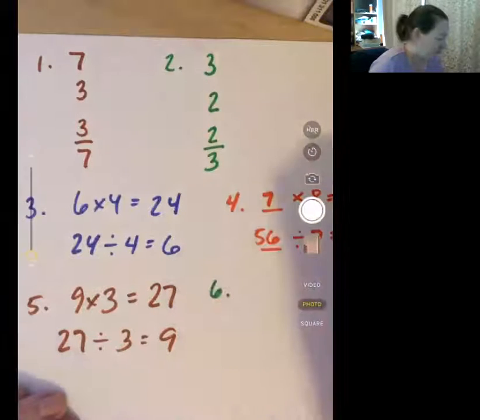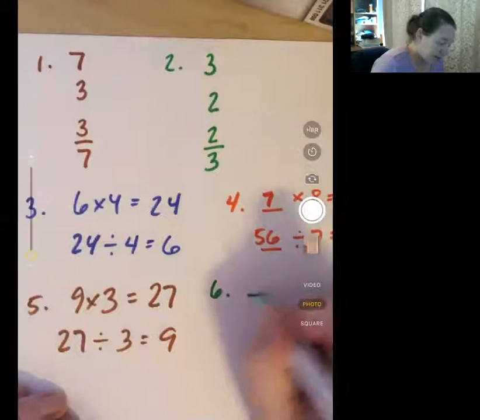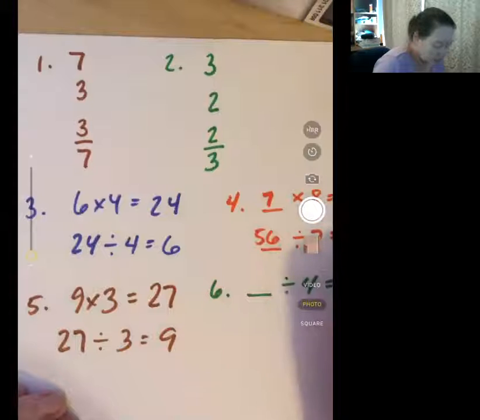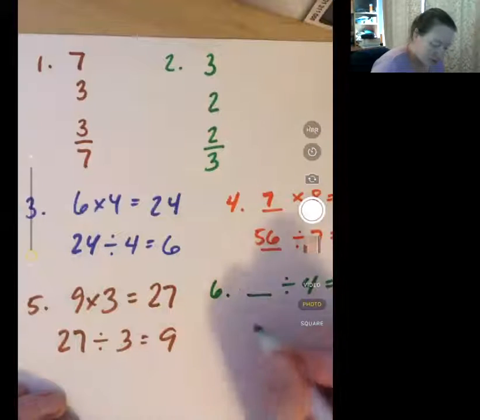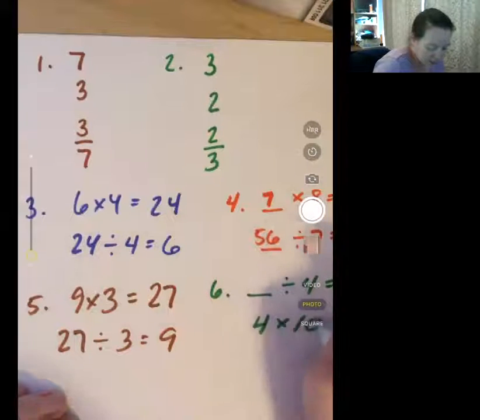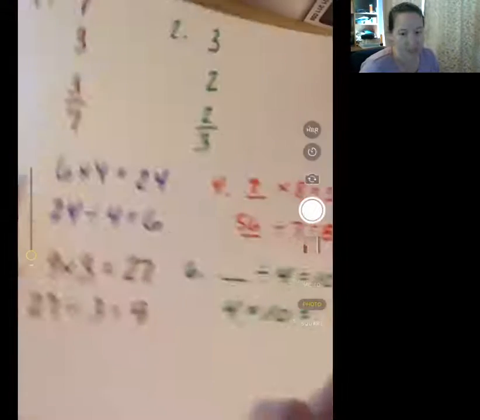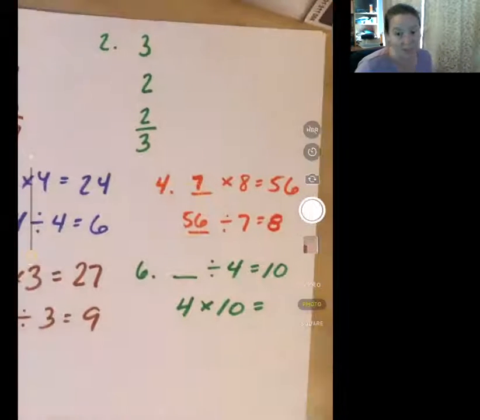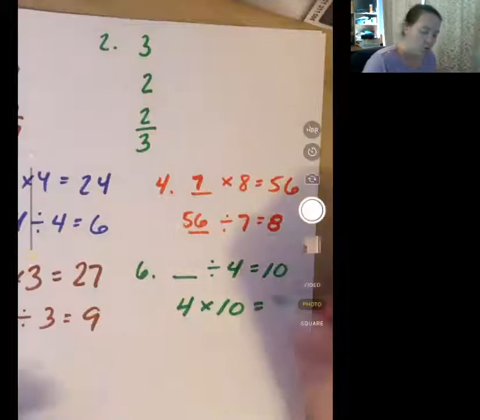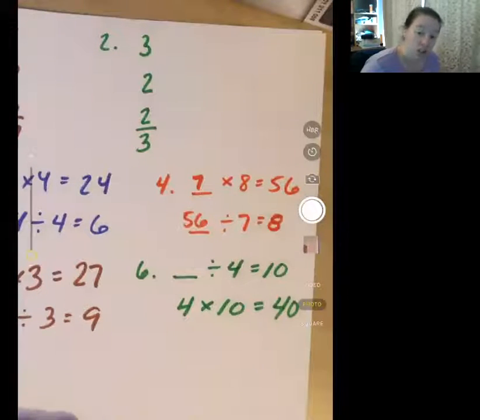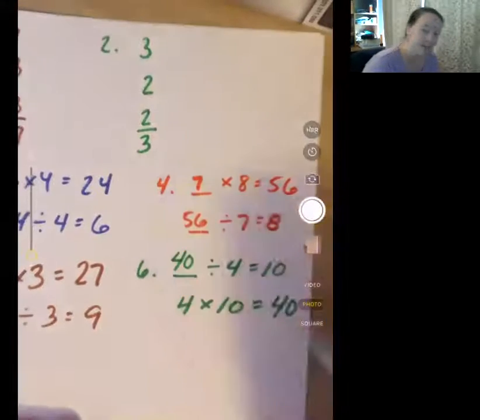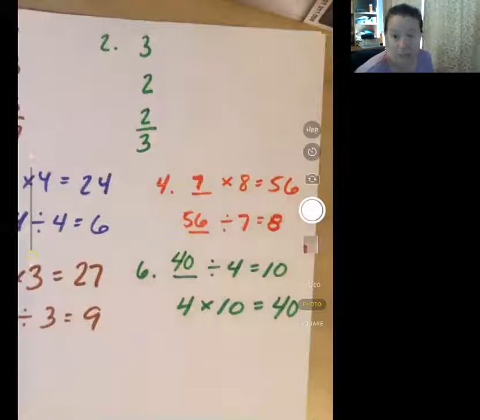Number 6. Something divided by 4 equals 10. I think we're going to find the 4 times 10 to be easier to do than the something divided by 4 is equal to 10. What is 4 times 10? 40. So 40 divided by 4 is also equal to 10.